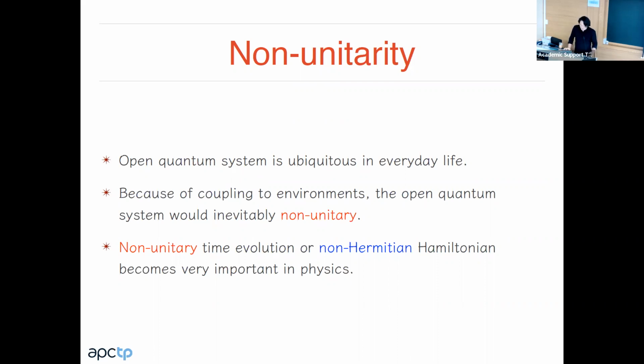Because of the coupling to the environment, an open quantum system is inevitably non-unitary. Actually, I'm not 100% sure about this statement, but often it's true. And non-unitary time evolution is almost the same as a non-Hermitian Hamiltonian. Now it's very important, and as I said, many people are working on this subject.